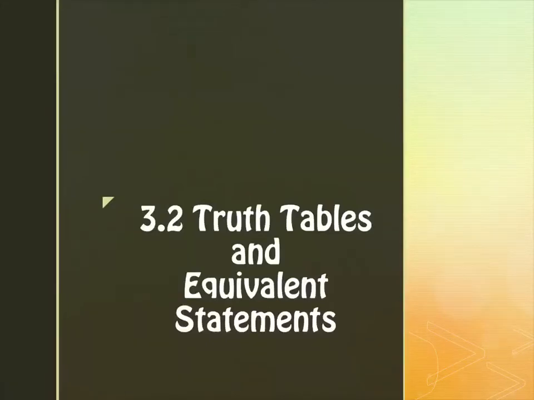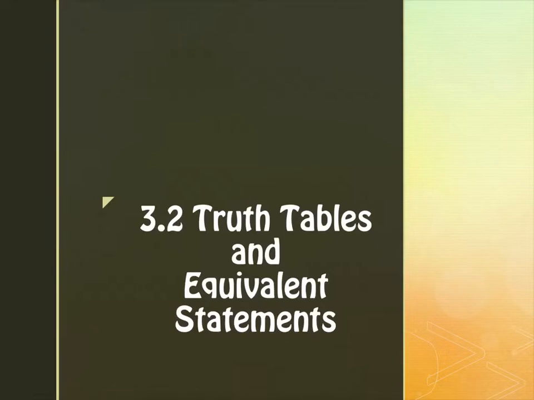Today we're looking at section 3.2. This is truth tables and equivalent statements. We're going to take a couple of things that we talked about last time, conjunctions and disjunctions, and explore them a little bit more deeply. And we're going to do that as it relates to a concept called truth tables.